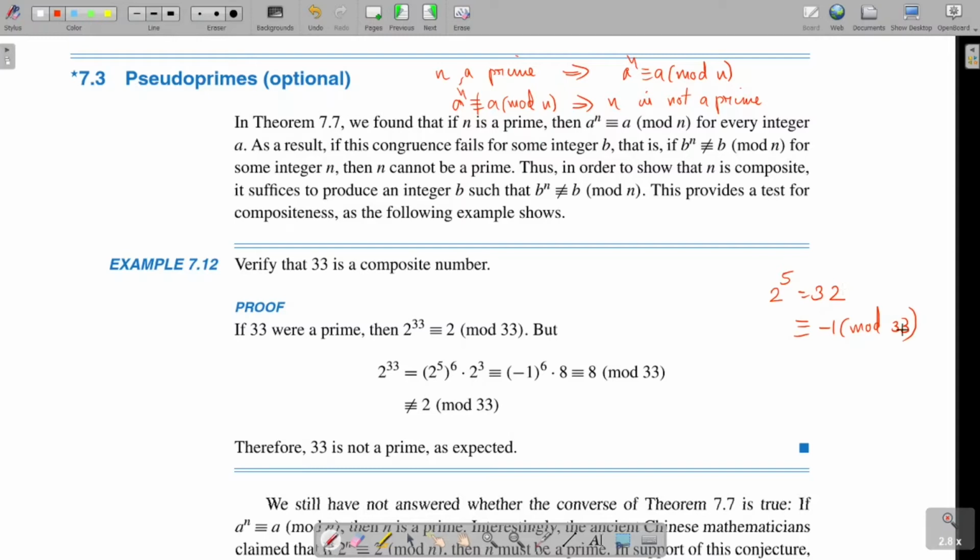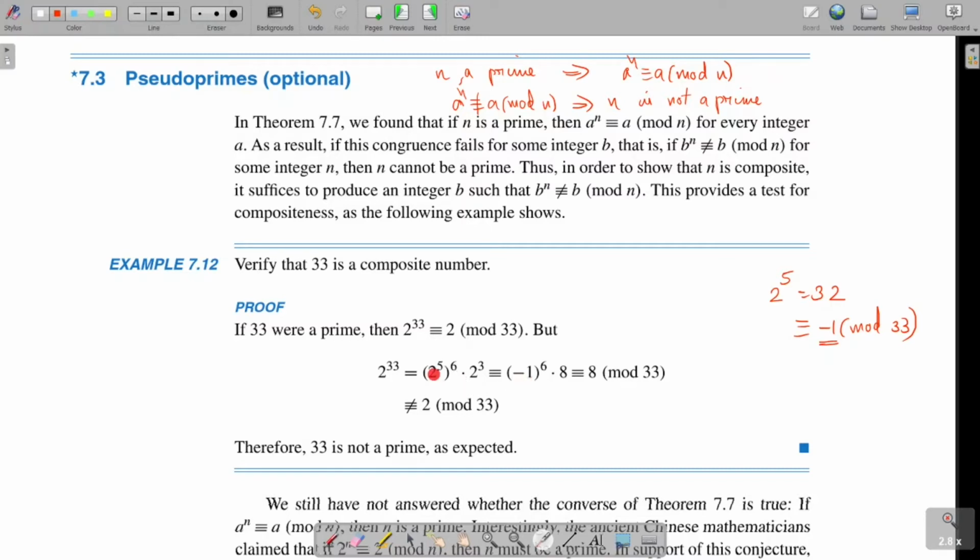32 plus 1 gives 33, or when we subtract 1 from 33 we get 32. So we can write -1 as the remainder, the residue. So 2 raised to 5 is congruent to -1 mod 33. So we can substitute here 2 raised to 5 is congruent to -1.